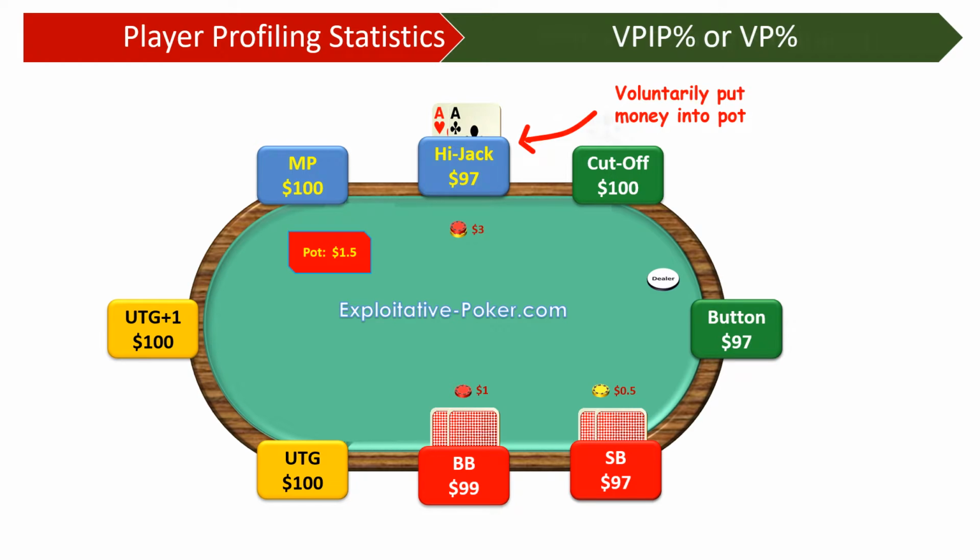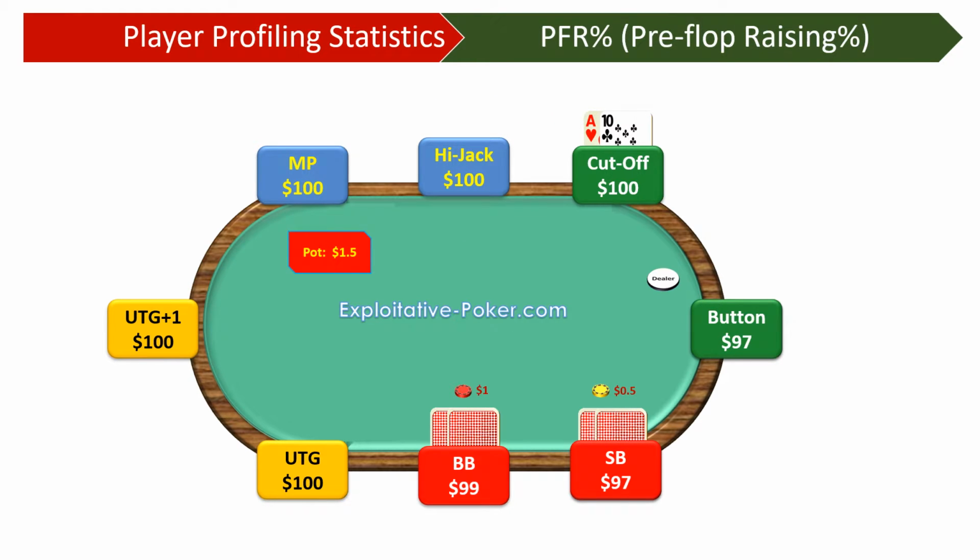The next player profiling statistic that people use is the PFR percentage. The PFR percentage is the percentage of time a player raised pre-flop, and this statistic will tell you how passive or aggressive your opponent is. For example, aggressive players tend to raise and re-raise, while passive players tend to limp and call more.